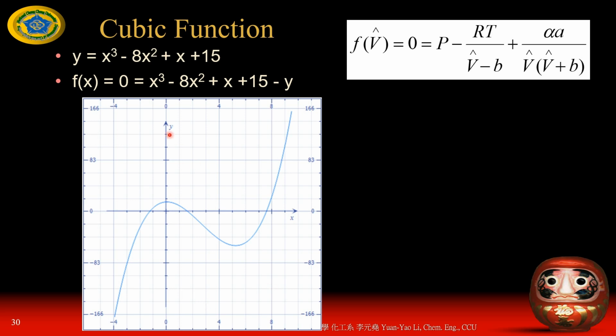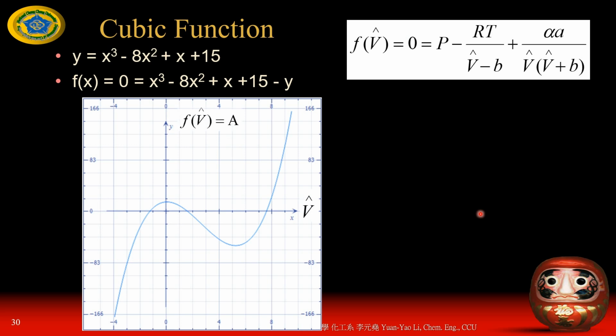Let me show you an example. This is called a cubic function. For example, y equals x to the power 3 minus ax^2 plus x plus 15. If you draw this equation in this plot, you will get something like this. And what you know is that if y equals 0, you can get 3 answers for x. What is x in this case? X is volume. Y is what? P, right?